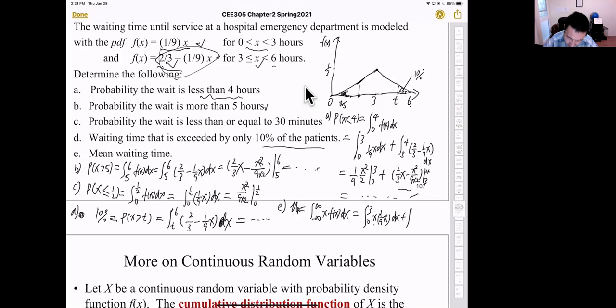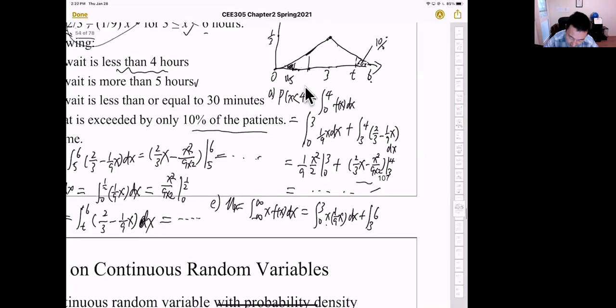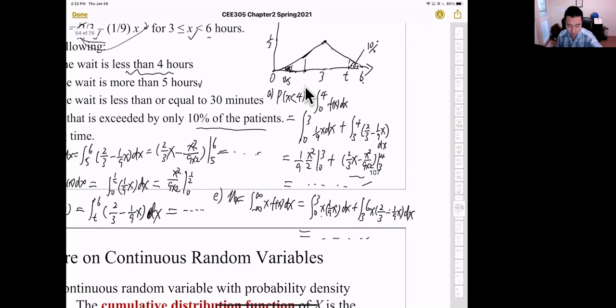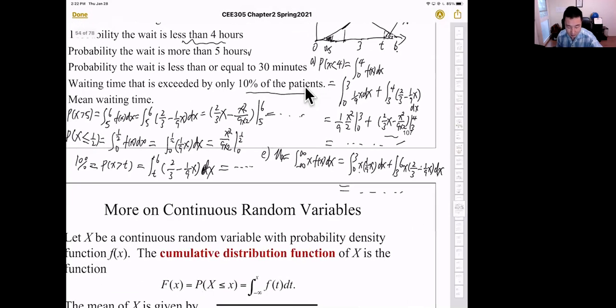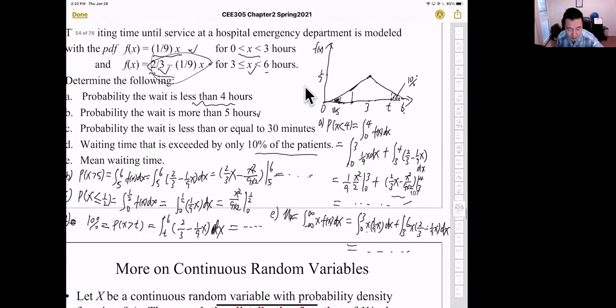And plus the second part from 3 to 6, x times fx. From 3 to 6, fx will become this, dx. Then you can just do the remaining part of the math integration. Okay, so any questions for this example?